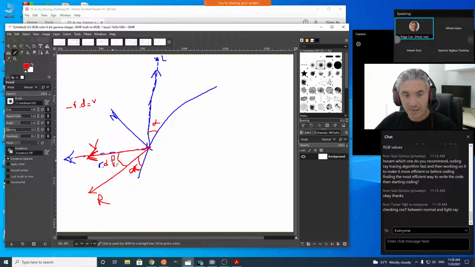Now, let's call the angle between R and V beta. The smaller the angle beta, for example, the shinier we are going to see this point. You see what we're trying to do? It's like a mirror reflection. Imagine a mirror that your friend faces towards your eye. If the reflected ray is closer to your eye, you're going to see that spot as a shiny spot.